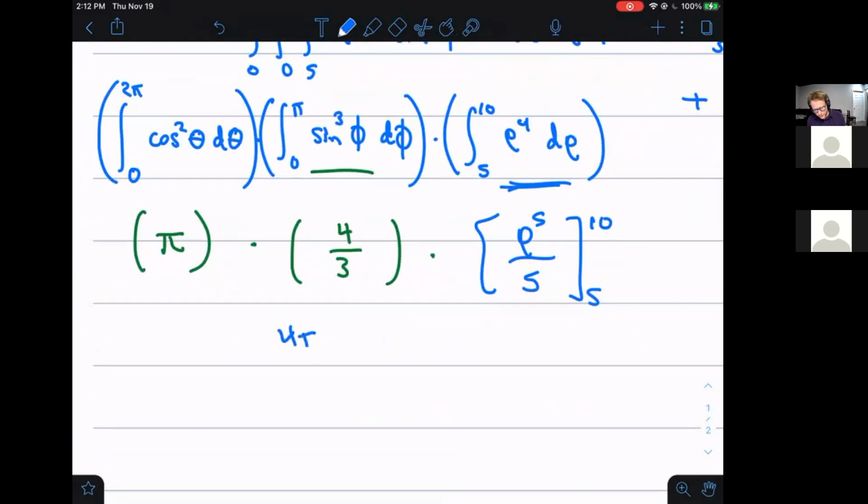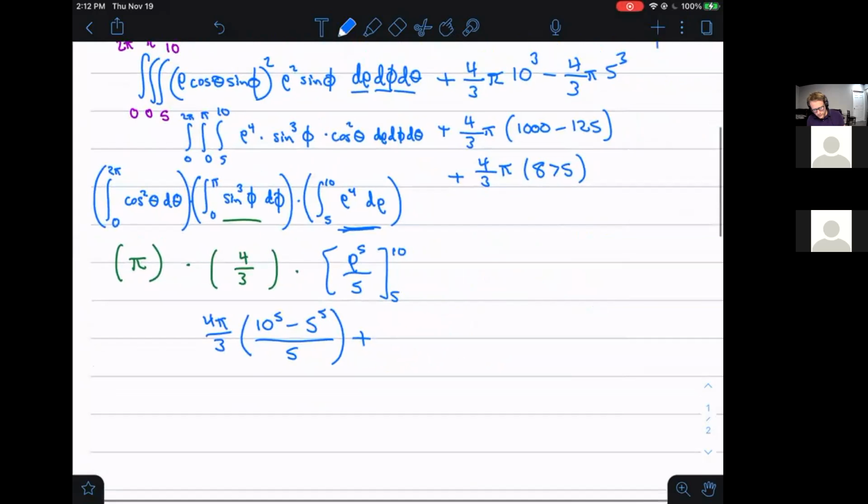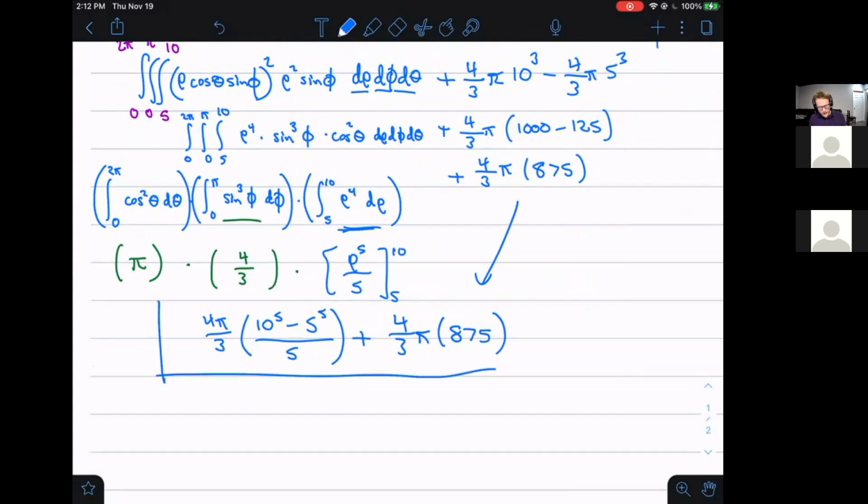So 4 pi over 3. And then if we evaluate, this doesn't seem particularly fun, but 10 to the 5th minus 5 to the 5th divided by 5 plus 4/3 pi times 875. I have rather large radii here, but remember you have to include that bit there. And this right here, you don't need to simplify any more beyond this. WebWork would accept this perfectly fine.